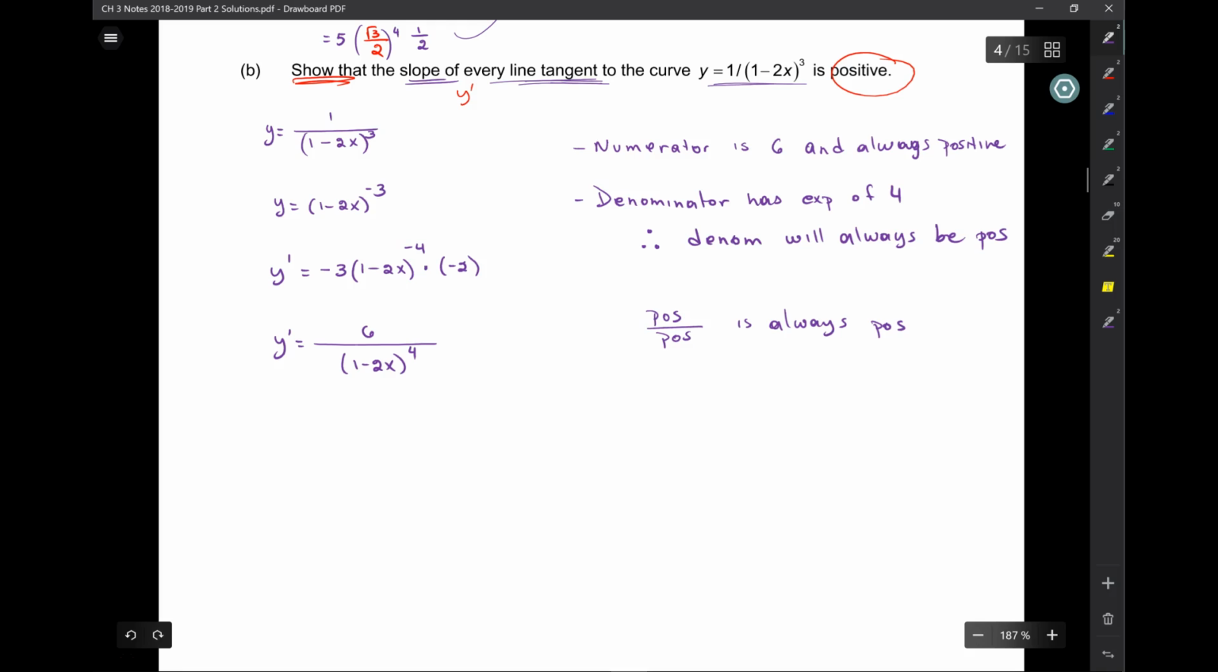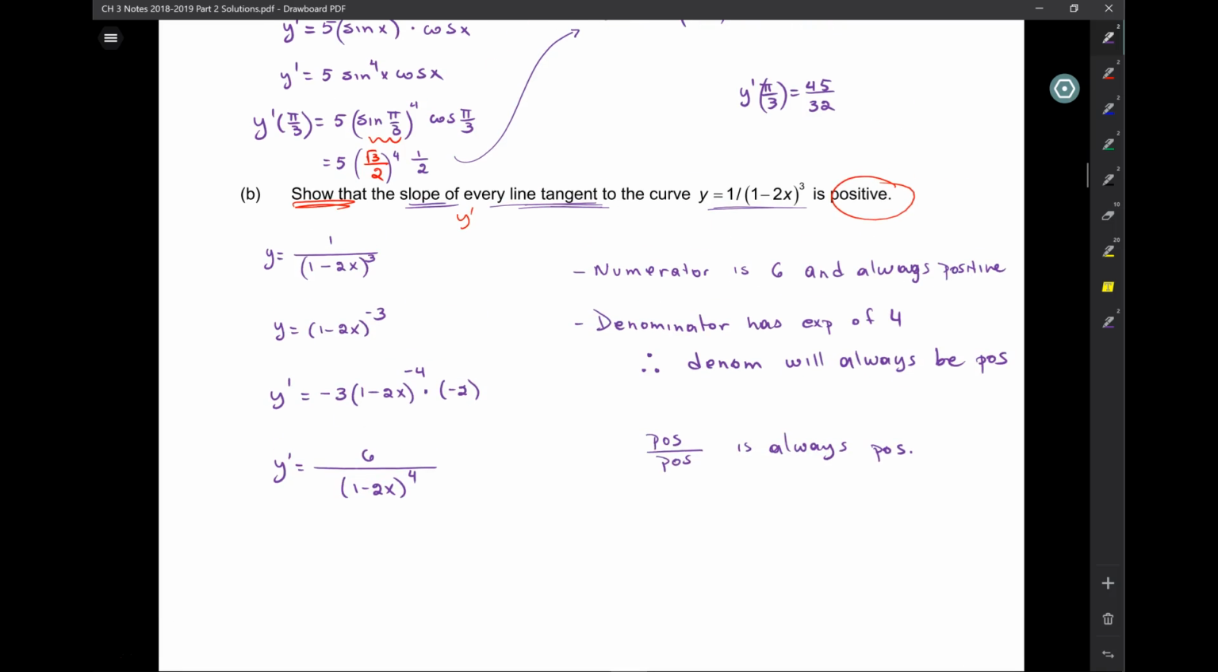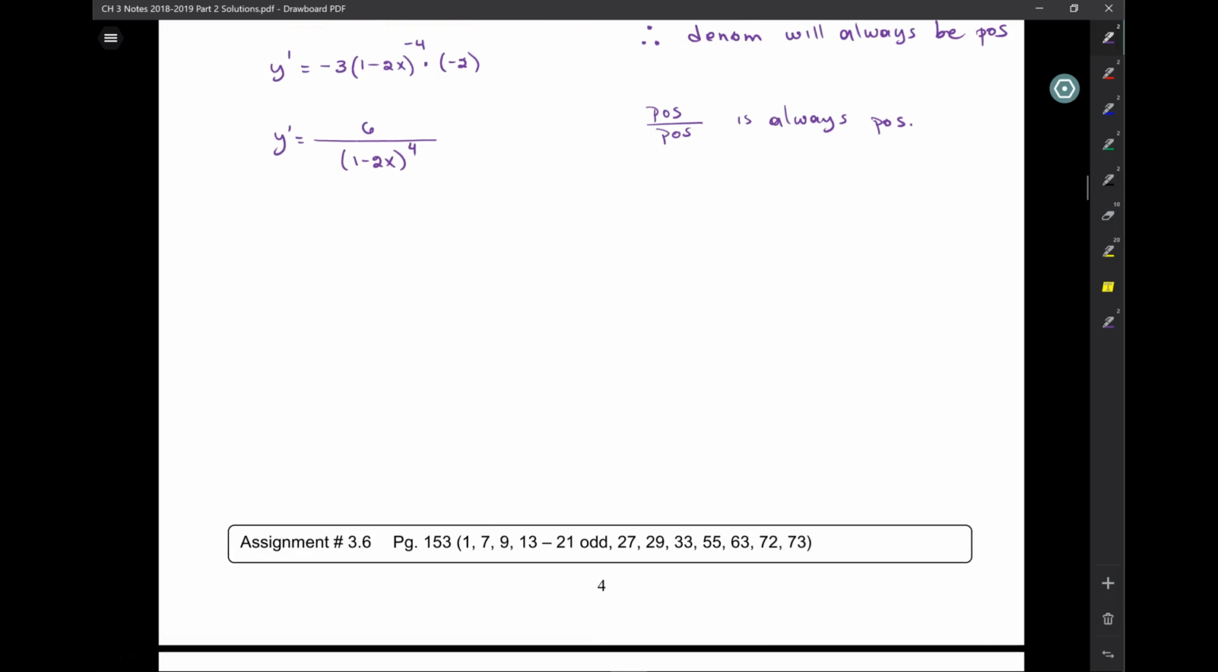So let's read the question again. It says, show that the slope of every line tangent to this curve is positive. Well, this represents all of the tangents. And so all of the tangents to that curve are always positive. All right? That's it. So you can do this for Monday.